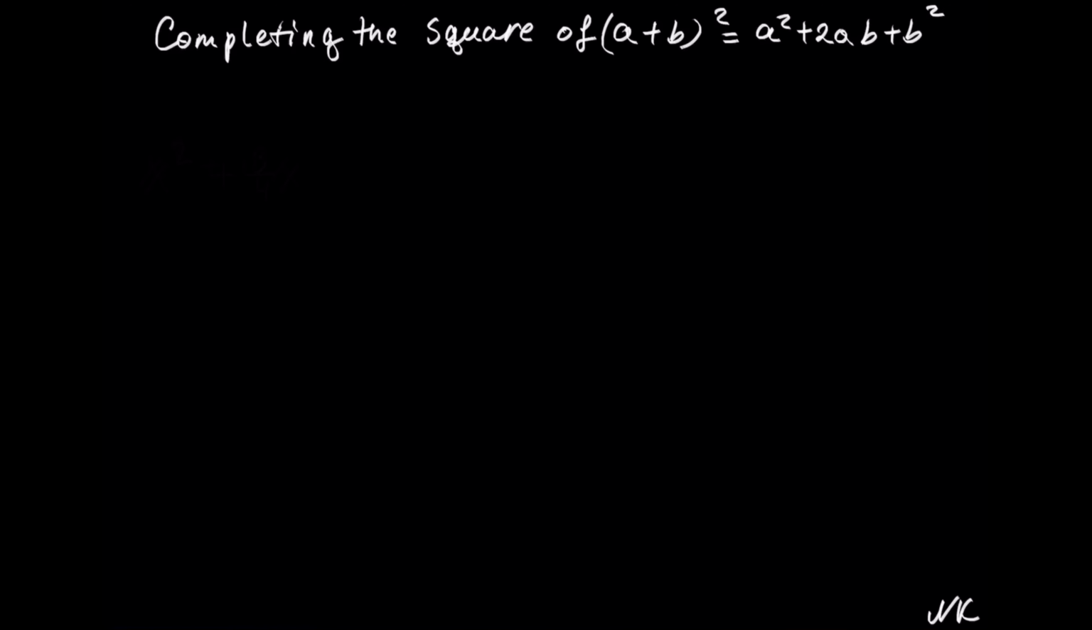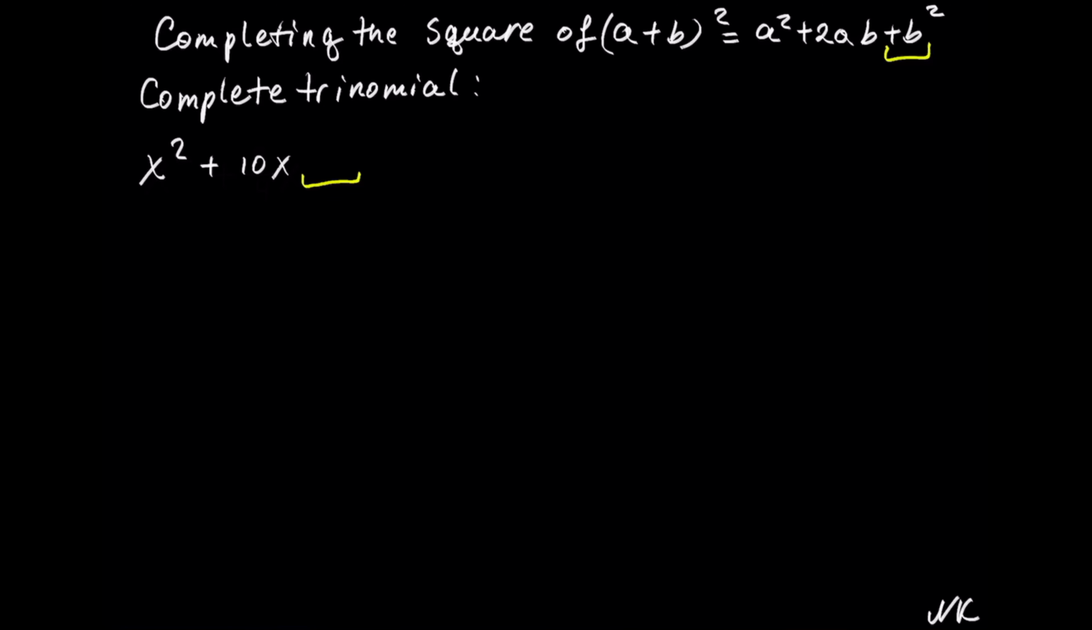In this video, we will be completing the square of a plus b raised to the second power is equal to a squared plus 2ab plus b squared. In this example, we have to complete the trinomial. We have x squared plus 10x, and we need to find the last term to have a trinomial that is a perfect square. So we need to find b raised to the second power.